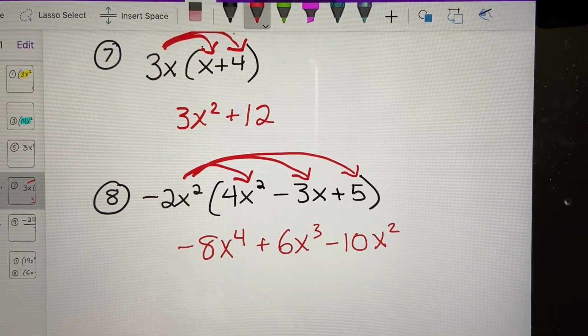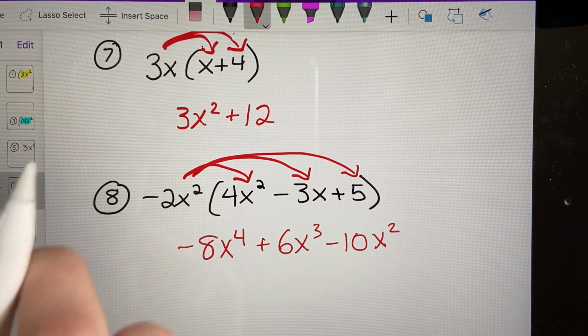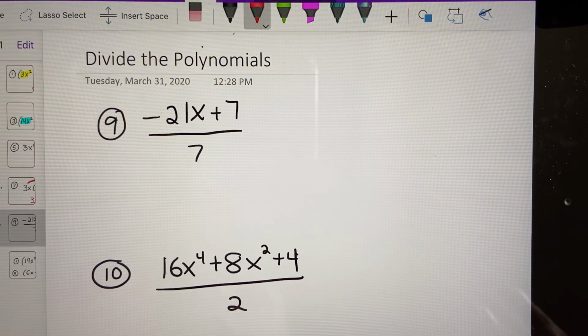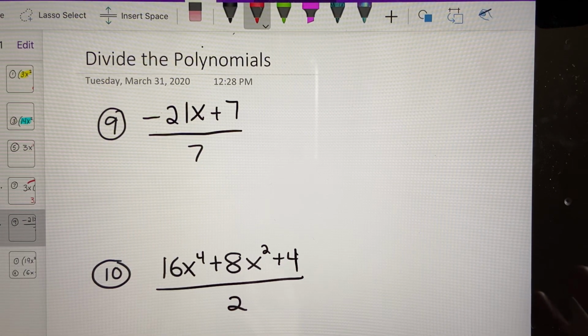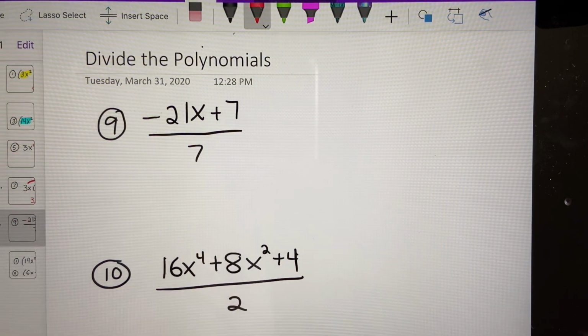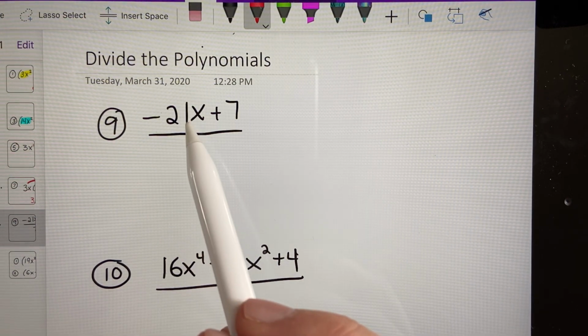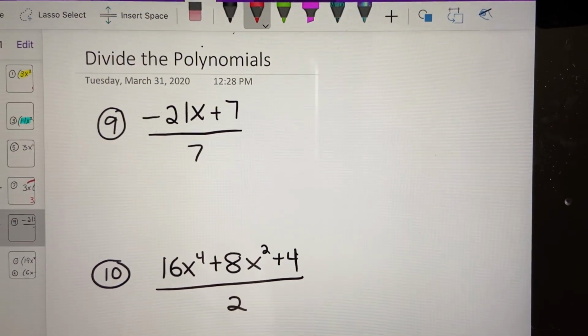The last thing we need to talk about for operations with polynomials would be division. Now we're just going to be dividing by a single number today because I will teach you how to divide by a binomial in a future lesson. So as you can see, we're just going to divide by one number, negative 21x plus 7 divided by 7.